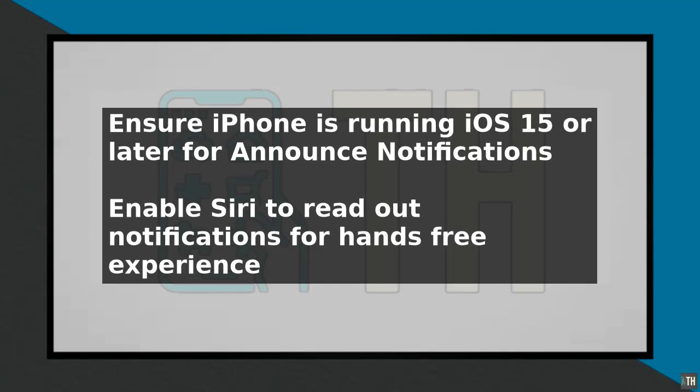To use announce notifications on iPhone, start by making sure your device is running iOS 15 or later. This feature allows Siri to read out your notifications, keeping you informed and hands-free. First, go to the Settings app on your iPhone and select Siri in search.